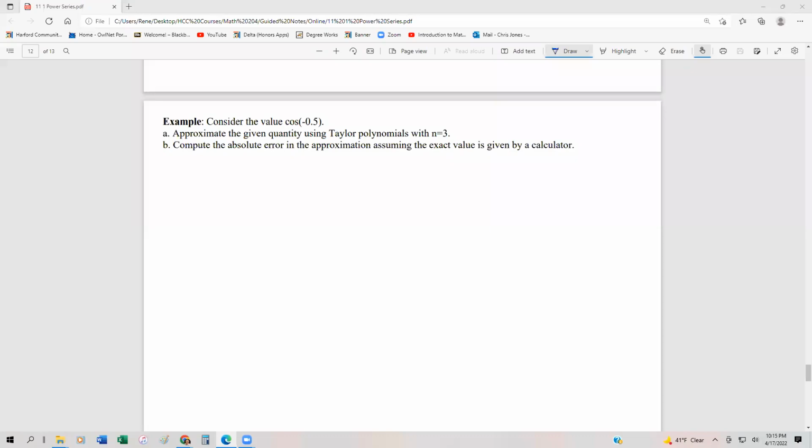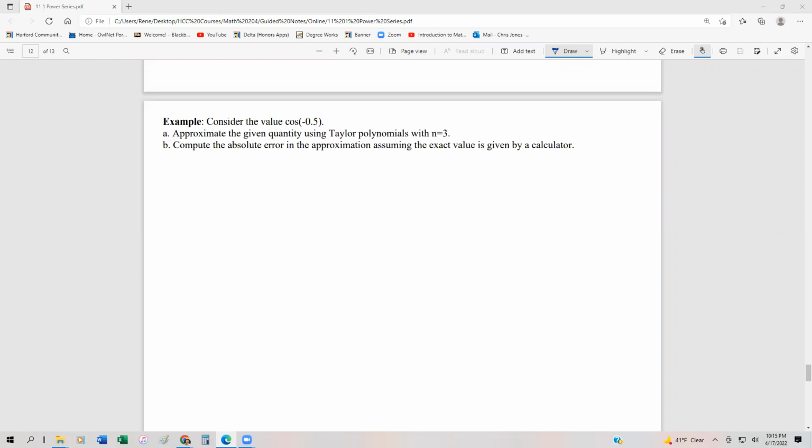One last example where we can use a Taylor polynomial to approximate some sort of transcendental value. So we have the cosine of negative 0.5, and we want to approximate that using a third degree Taylor polynomial, and then we're going to compute the absolute error.